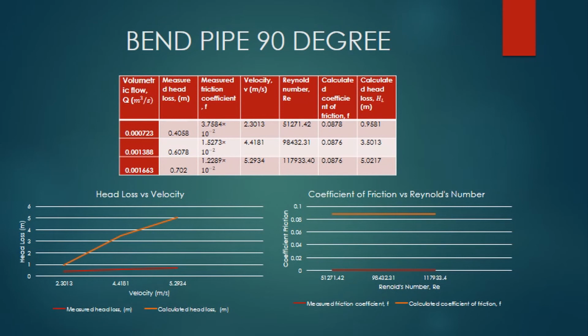We go for the bend pipe 90 degree. So as you can see in the data and also from the graph, we can see that when velocity increases, the head loss calculated and measured value for bend pipe 90 degrees increase because of the volume flow rate increase. However, the friction coefficient for calculated and measured value remain the same over time when the volume flow rate increases and Reynolds number increases.